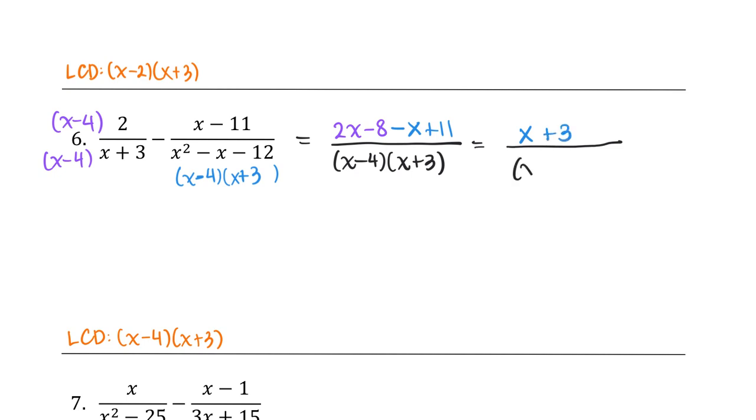My fraction looks like this. And if you stare at it and you're thinking, can't I cancel the x plus 3? You can cancel the x plus 3, which is why we always check to see if anything factors. So I have 1 over x minus 4 as my final answer, which is actually a really nice answer.